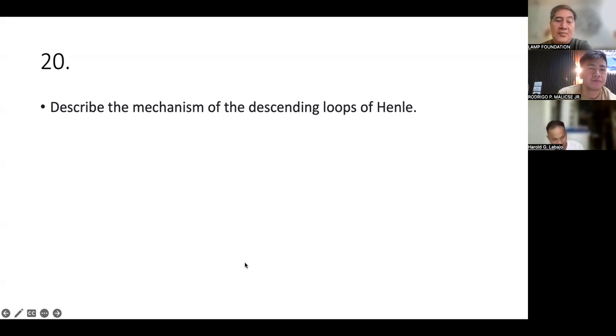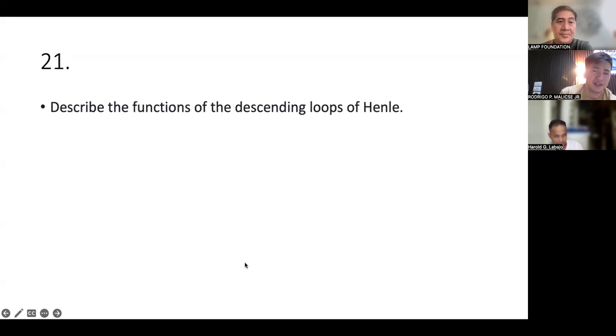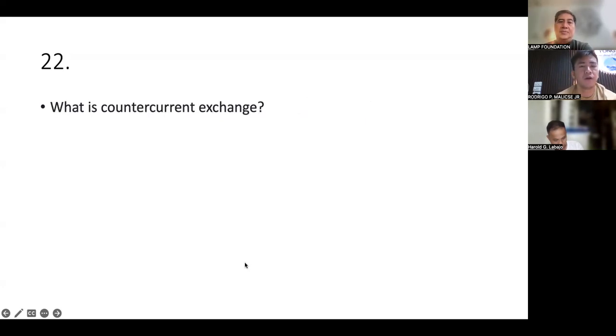Describe the mechanism of the descending loops of Henle. It is impermeable to sodium, but it is permeable to water. Describe the functions of the descending loops of Henle. Water moves from the filtrate into the interstitial spaces by osmosis, thus concentrating the filtrate or the urine.